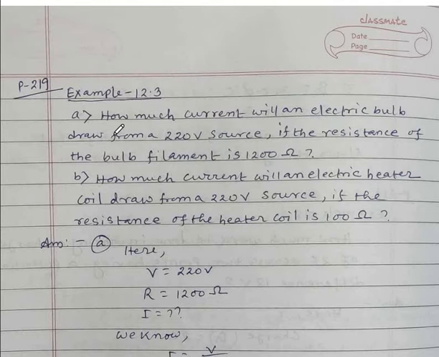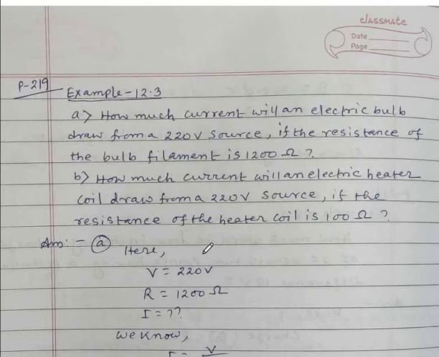Look at the question. Part A: how much current will an electric bulb draw from a 220 volt source if the resistance of the bulb filament is 1200 ohm? Second question: how much current will an electric heater coil draw from a 220 volt source if the resistance of the heater coil is 100 ohm?